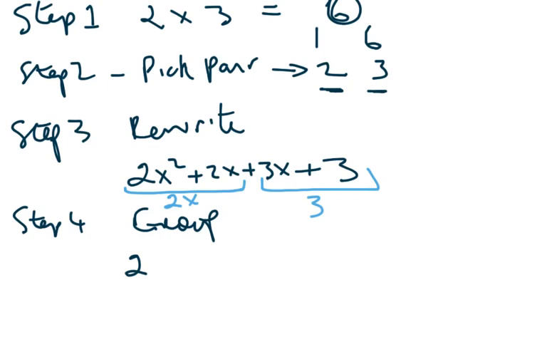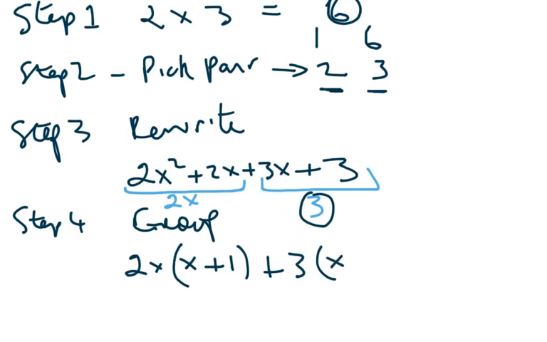So let's put down the 2x here. What's going to be inside the bracket? Well, 2x multiplied by what gives me 2x squared? That's x. And then I put a plus in because it's a plus here. 2x multiplied by what gives me 2x? That's going to be 1. Now I have a plus 3, that's my highest common factor here. What does 3 multiply by to give me 3x? That's x. And what does 3 multiply by to give me 3? That's 1. Plus 1.